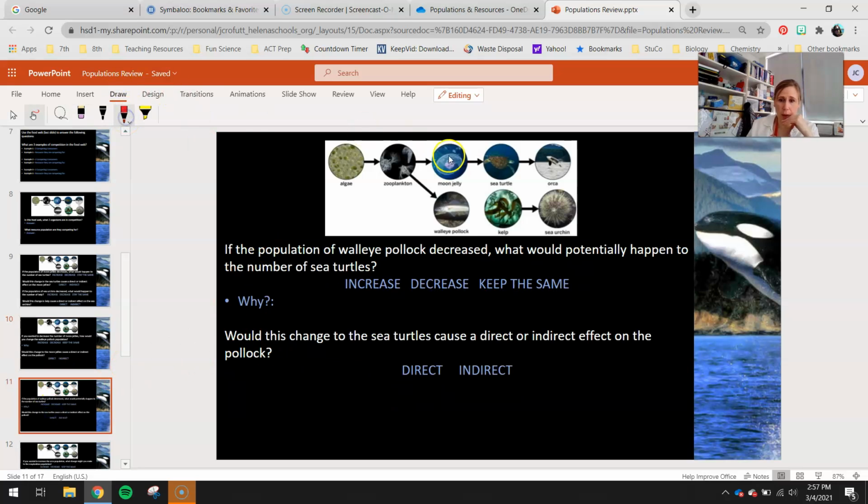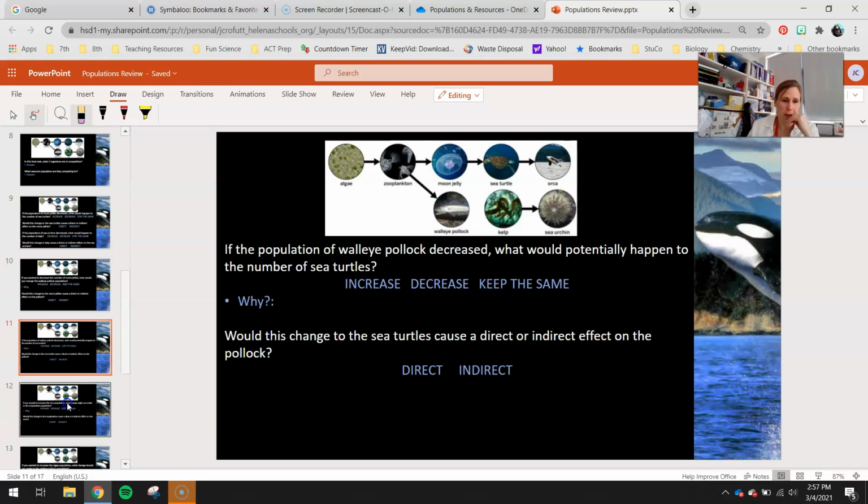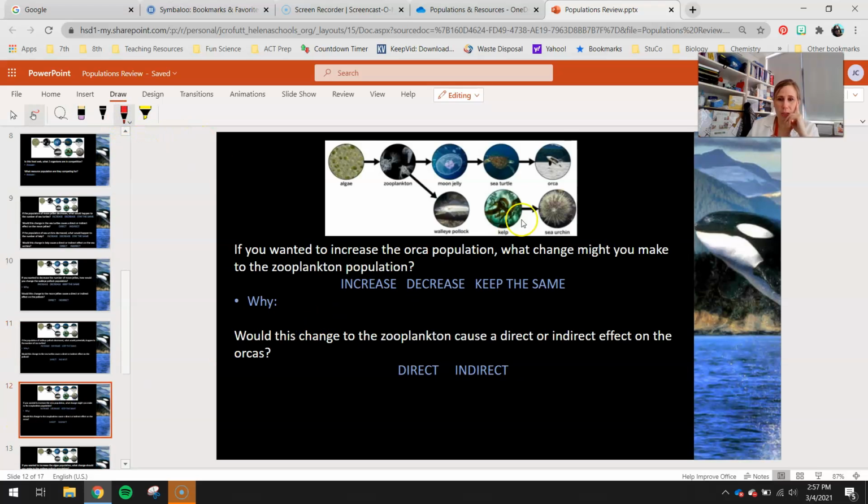Okay, if the population of walleye decreased, what would potentially happen to the number of sea turtles? So again, work backwards from the walleye to the sea turtles. Don't forget to circle whether you think the sea turtles are going to increase, decrease, or stay the same, and explain why, and then direct or indirect effect there. Okay, same with this one. If you wanted to increase the orca population, what would you do to the zooplankton population? So again, work backwards from the orca, circle increase, decrease, or stay the same to tell me what you would do to the zooplankton, explain why, and then circle indirect or direct effect.